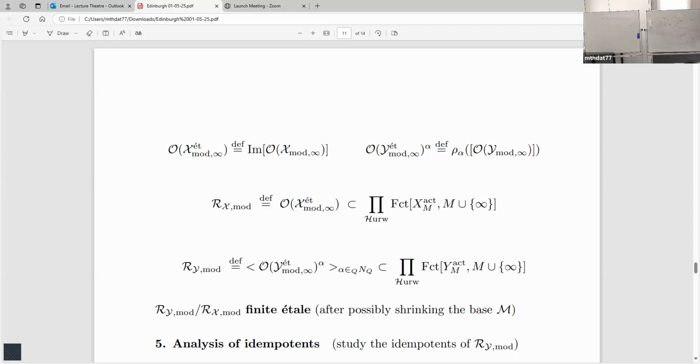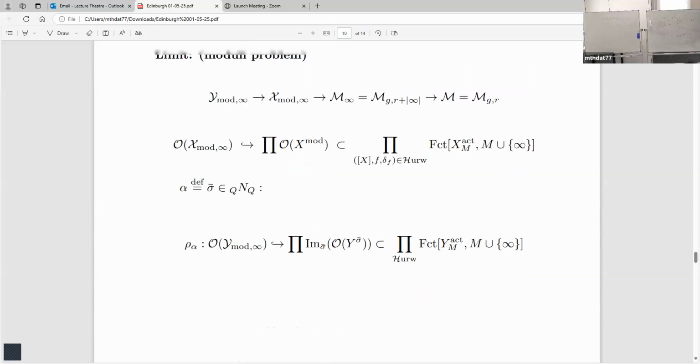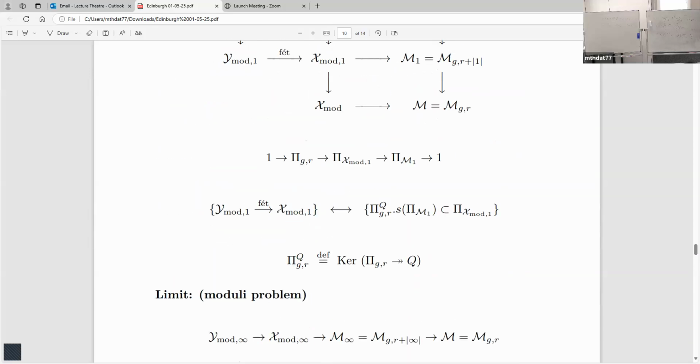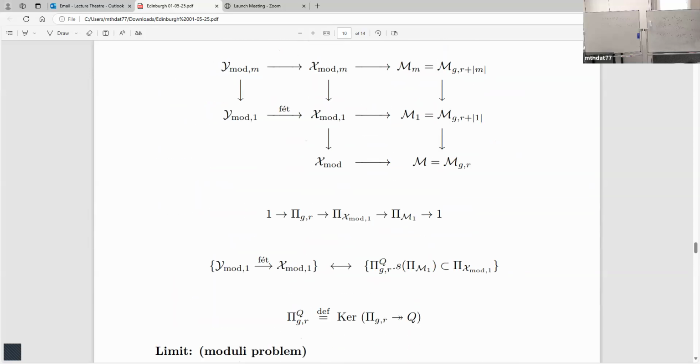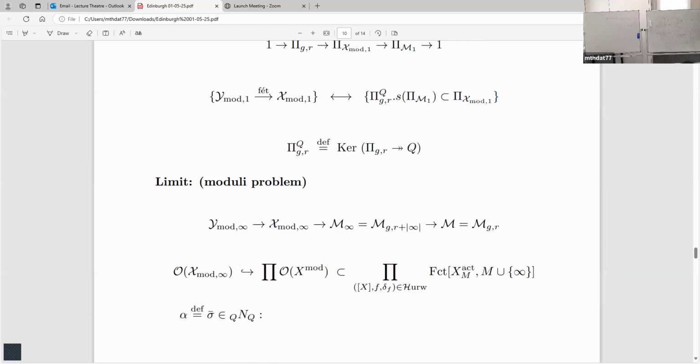Yeah, the X mod and the Y mod. So the X mod is the universal family of curves, and the Y mod is, yeah. So first one, this is the universal curve. We base change it to this in order to construct this finite étale cover, and then we go to infinity. We just base change. Okay.